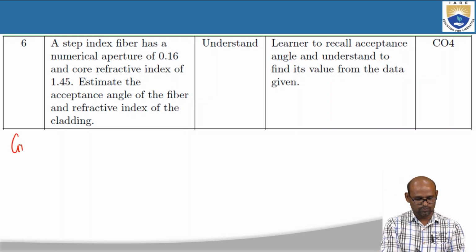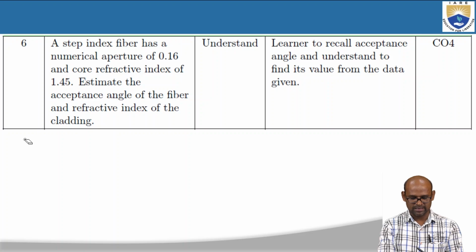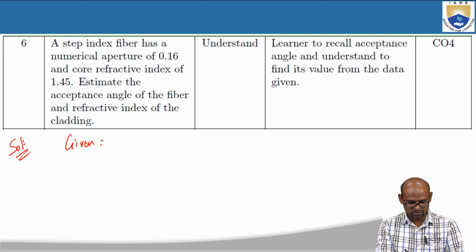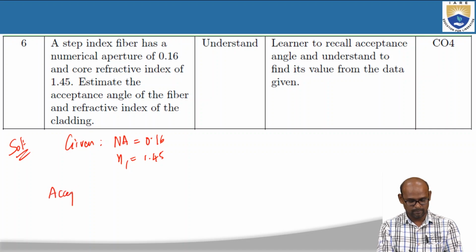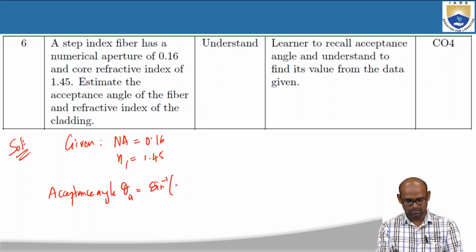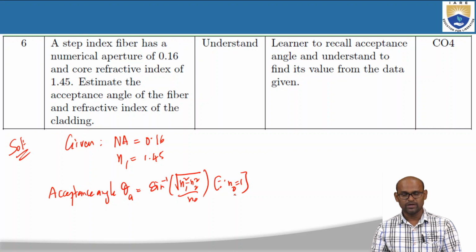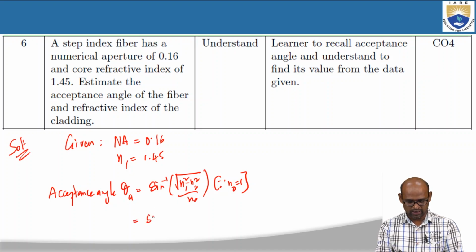Okay, so solution. We need to calculate the acceptance angle and refractive index of the cladding. Whatever they have given is numerical aperture, which is 0.16, and n1 is the core refractive index, which is 1.45. Acceptance angle theta A is sine inverse of square root of n1 square minus n2 square divided by n0. But in general, we take n0 as 1, because n0 is the media where we launch the light, which is air, and the refractive index of air is 1.